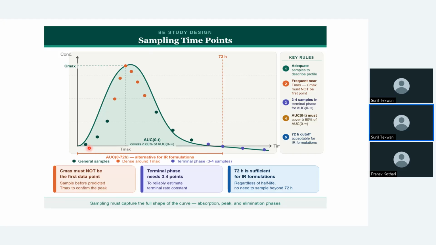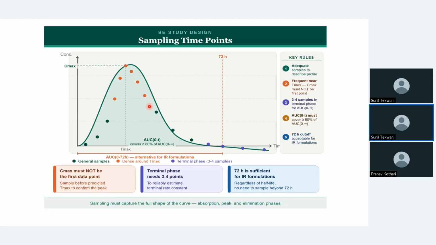So how to decide whether to take the first blood sample at 1 hour, 2 hours, 3 hours, 4 hours, when? The guideline says these are the key rules. Around the Cmax, if you know from the literature that the Cmax comes at 3 hours, then you have to take most samples around 3 hours, because you need to capture this curve properly. So most of the samples will come around the Cmax, the 3 hours period.